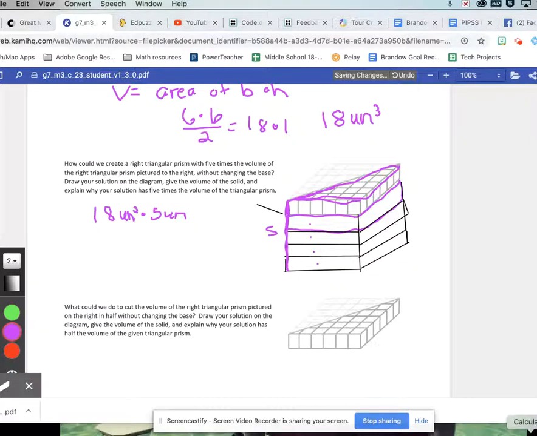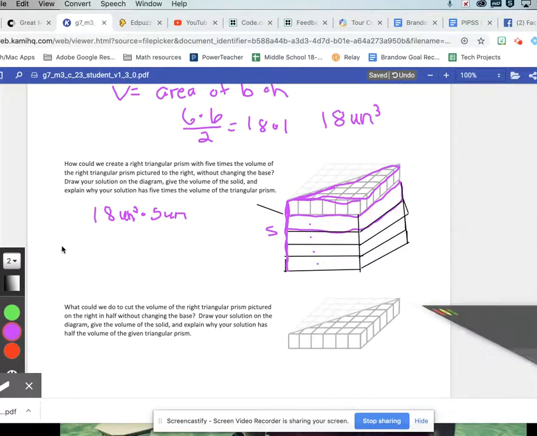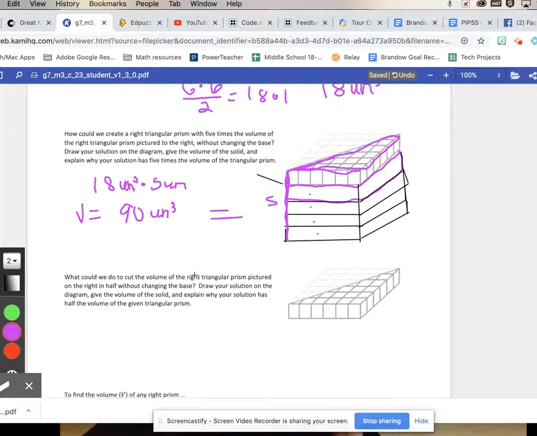So if I do 18 times 5, that would be 90. So 90, and if I do unit squared times units, that would be units cubed. So this shape, triangular prism, has the volume of 90 units cubed.